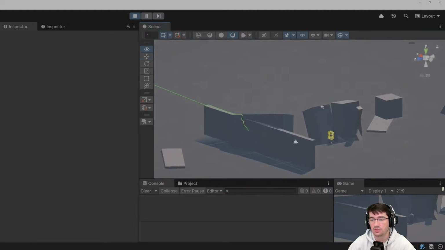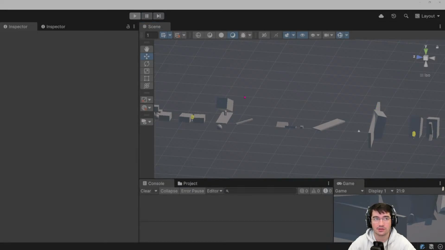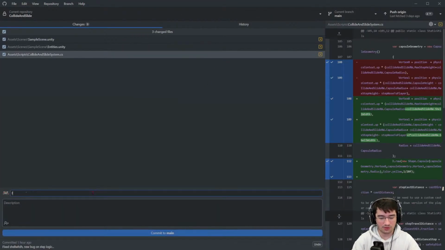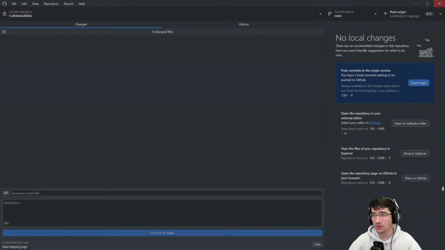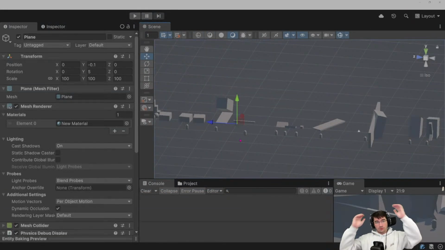Okay, we are happy with that, so I can commit that to Git. So, fixed stepping logic, which is basically the only thing that I did here, and we can move on to the next project.